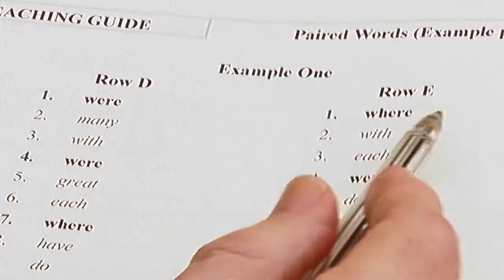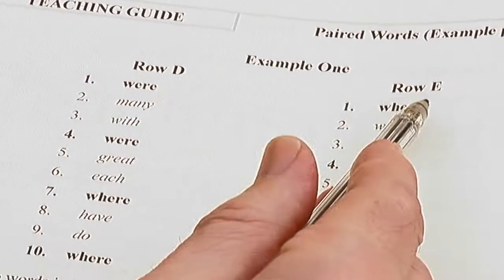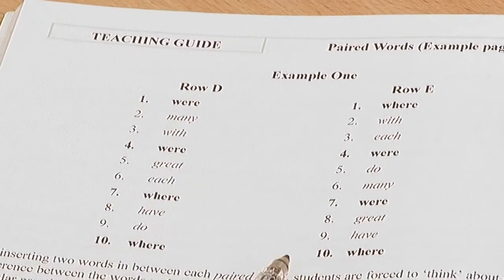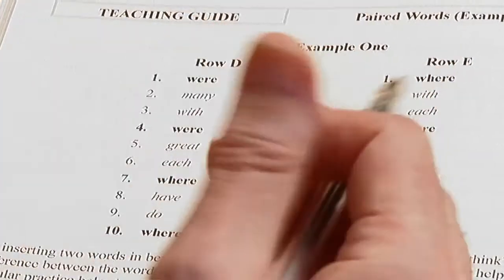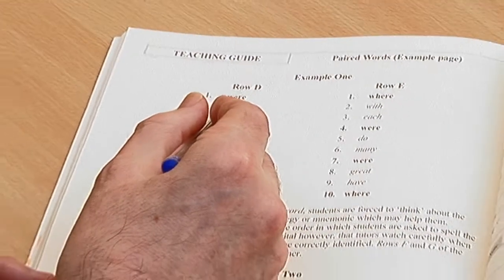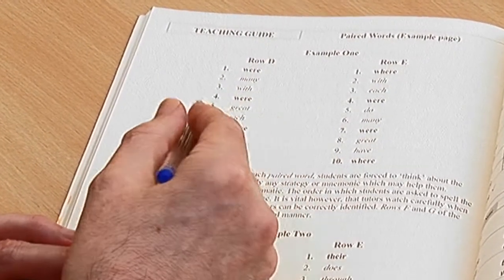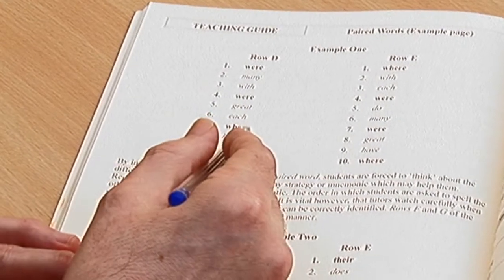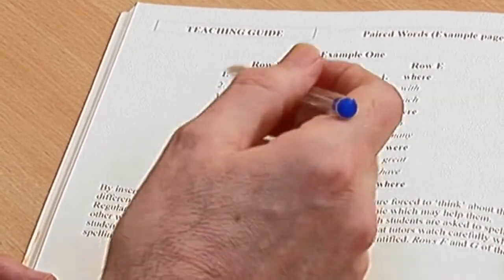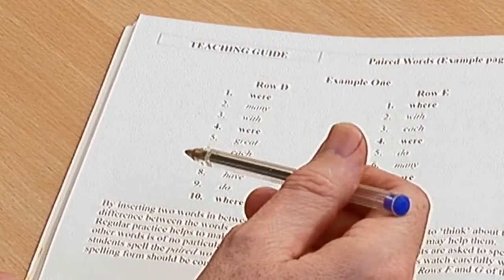The 2 paired words we are dealing with here are were and where. So for rows D and E, I recommend that you dictate the words to your student in this order. Say to your student before you begin that there may be some words more than once. And then say to them: spell were, spell many, with, spell were, spell great, spell each, spell where, spell have, spell do, spell where.